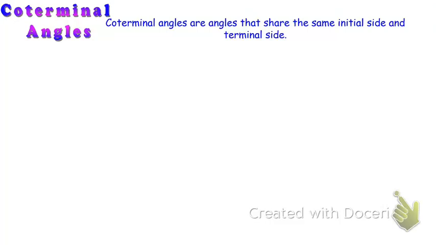In this video, we'll review coterminal angles. Coterminal angles are angles that share the same initial side and terminal side. That is, angles that will have the same starting and end place, but how they get there may be different. It may go around more than once, or may go in a different direction.